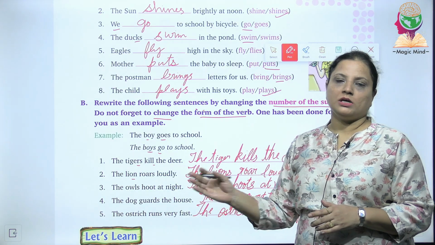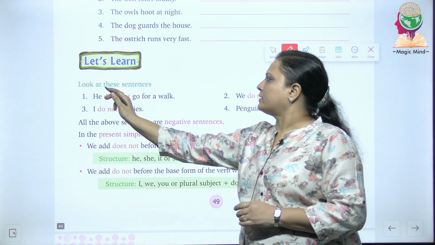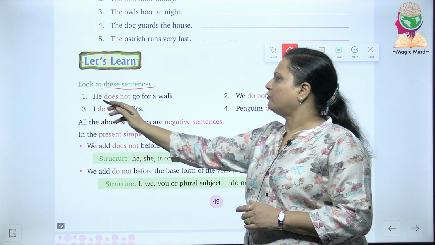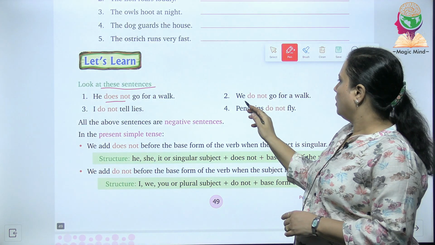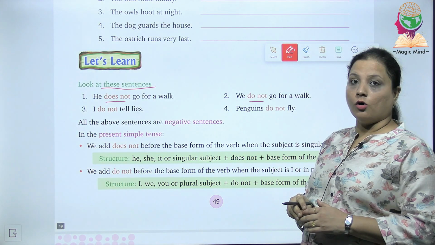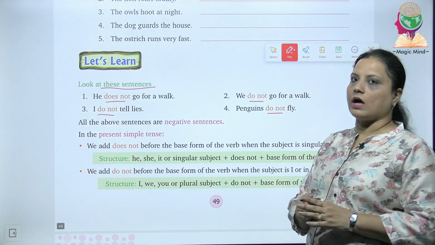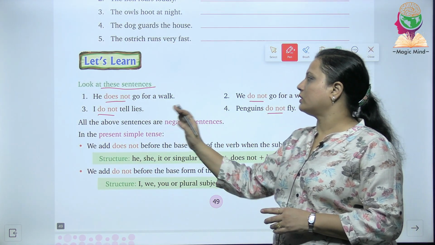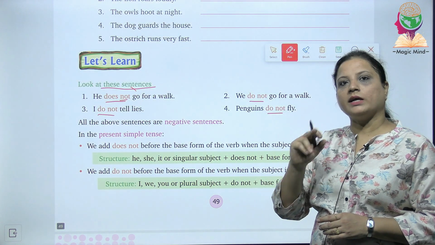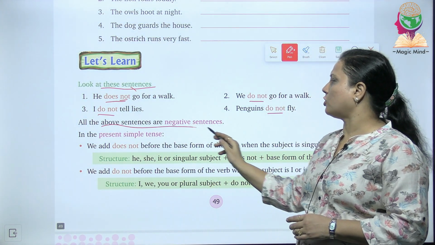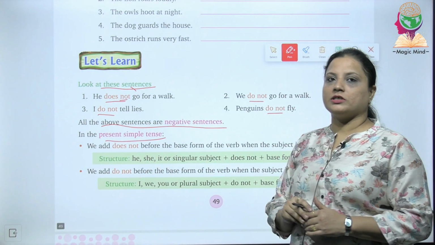Let's now move quickly to the other part. The other part is telling us that we have to look at these sentences and read them. The first sentence is, he does not go for a walk. We do not go for a walk. I do not tell lies. Penguins do not fly. Now in these sentences you will see that they are talking about the word not, and these all are negative sentences. They are in simple present tense.